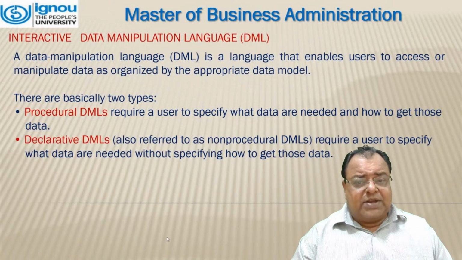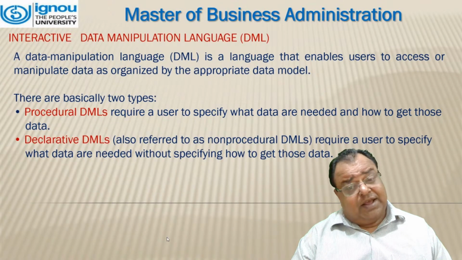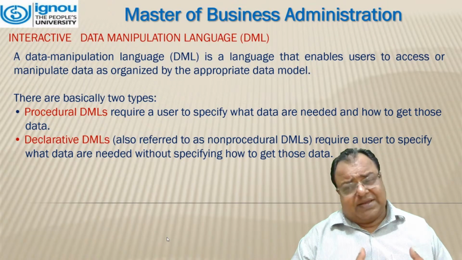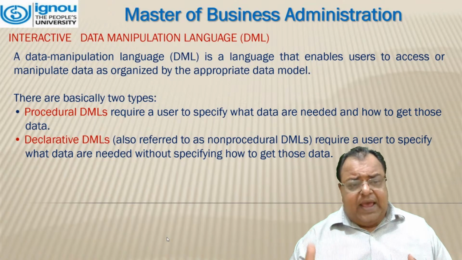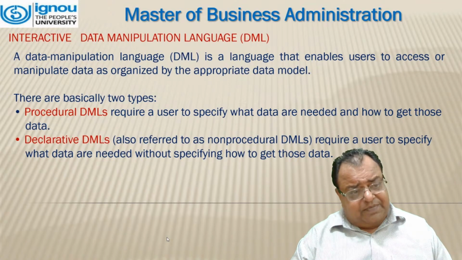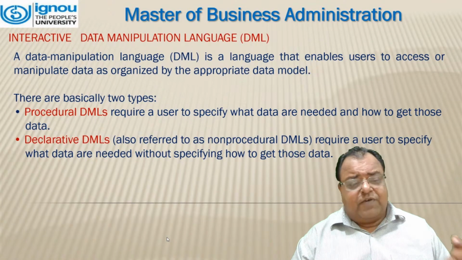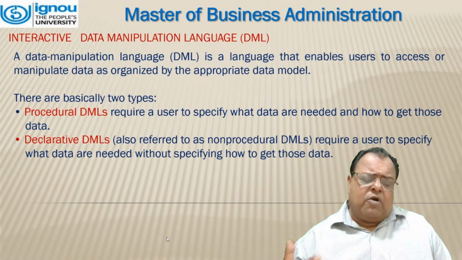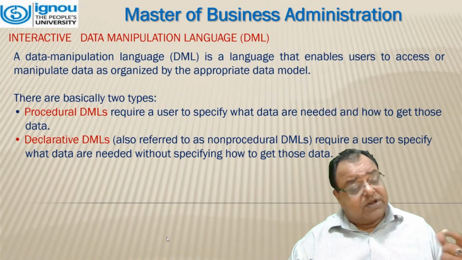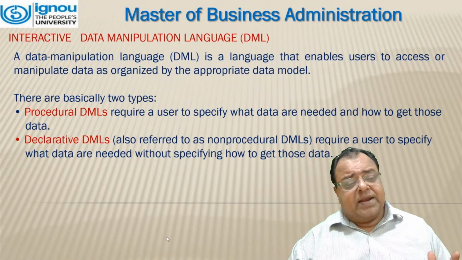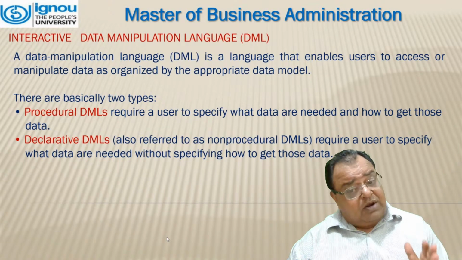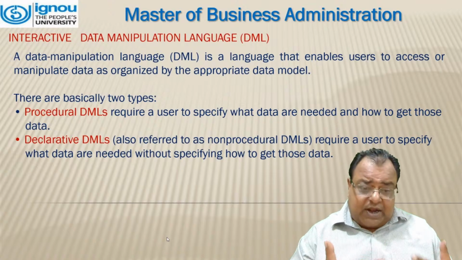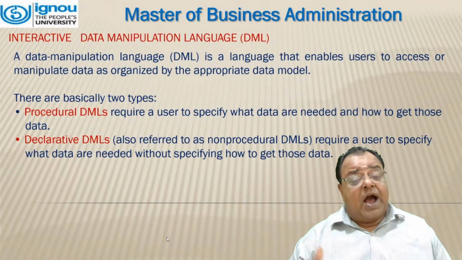Interactive data manipulation language, that is DML. DML is a language that enables users to access or manipulate data as organized by the appropriate data model. They are basically of two types. First one is procedural DML, which requires a user to specify what data are needed and how to get those data. And the second one is declarative DML, which refers to the non-procedural DMLs, which require a user to specify what data are needed without specifying how to get those data.